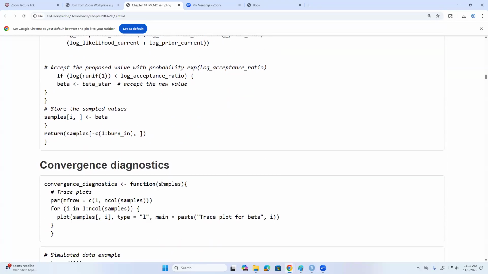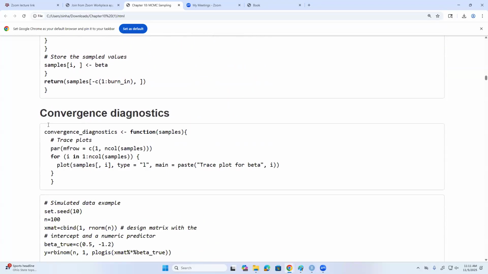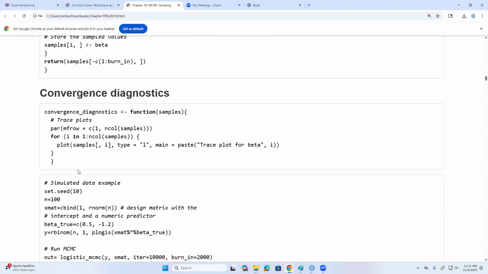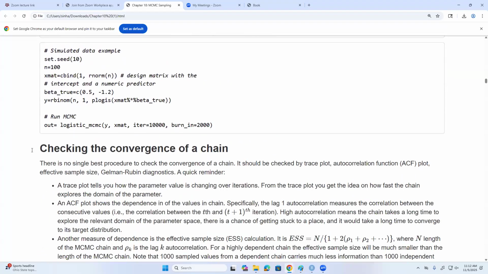So just copy, paste, and see the results, convergence diagnostics, simulated data examples. Next day, we'll talk about checking the convergence of a chain.